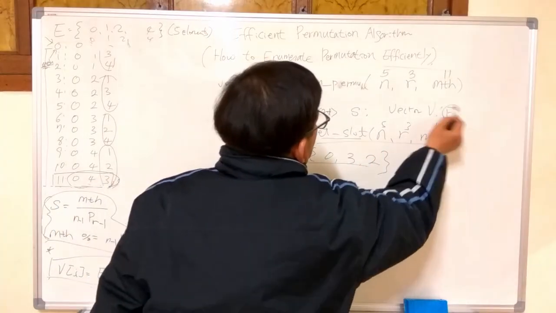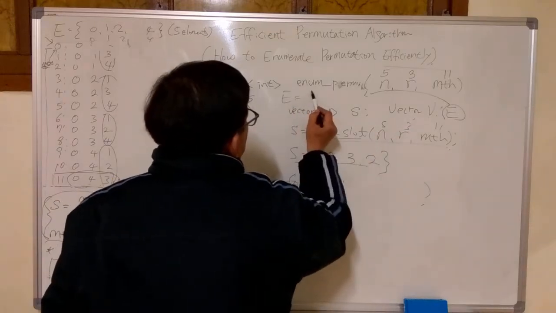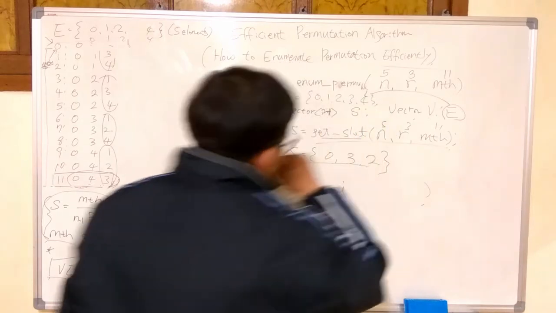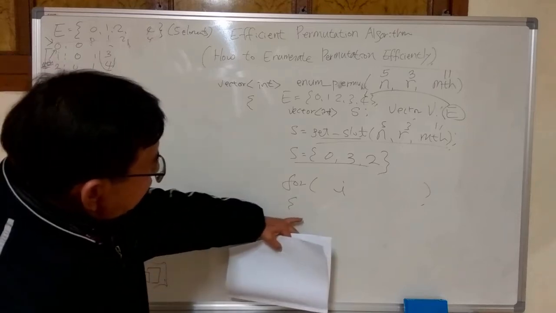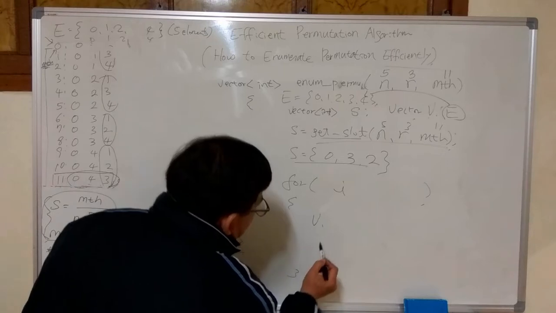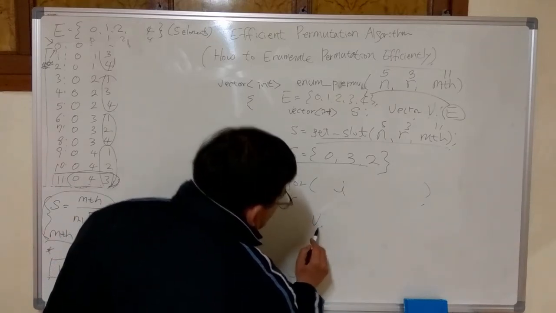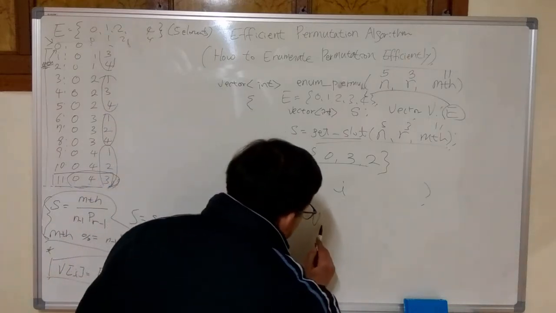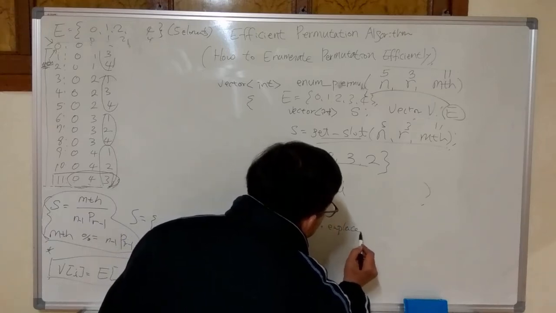Here we have to initialize this set. Initialize E. E is a vector. We initialize like this: 0, 1, 2, 3, 4. Then here we are doing a loop like this. V, you can say push, or we can just say push, or emplace back.